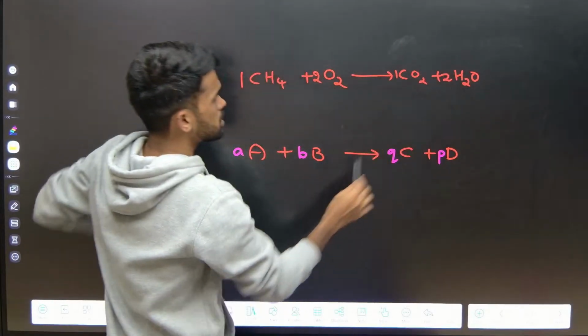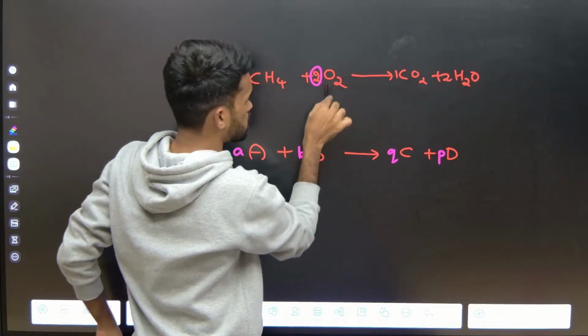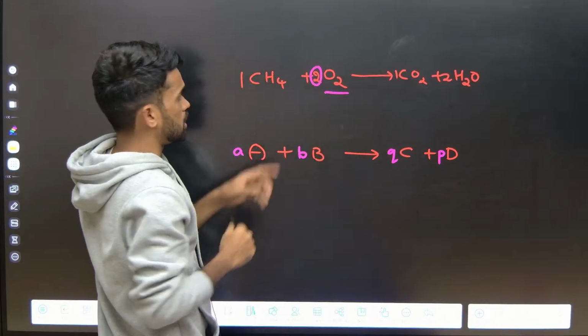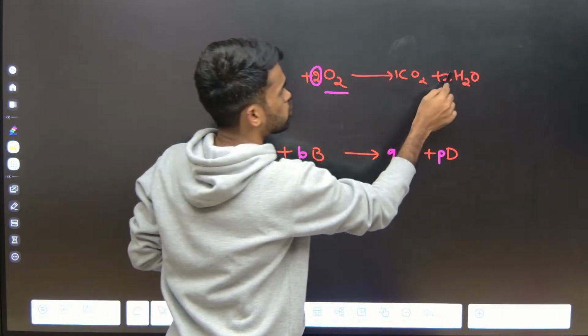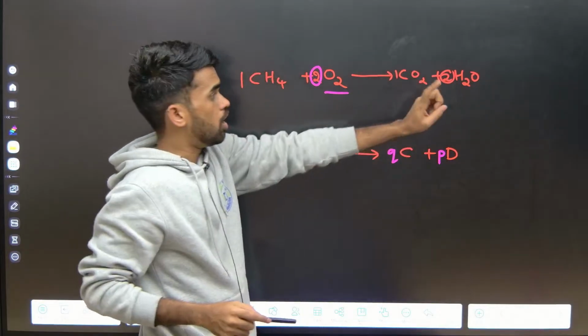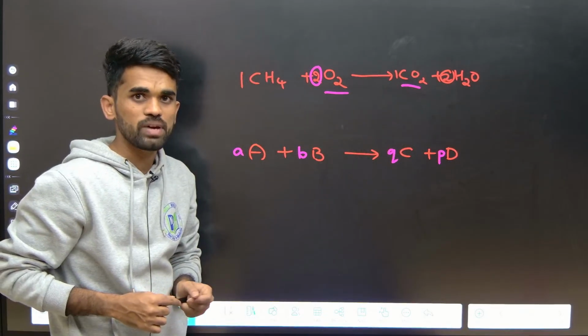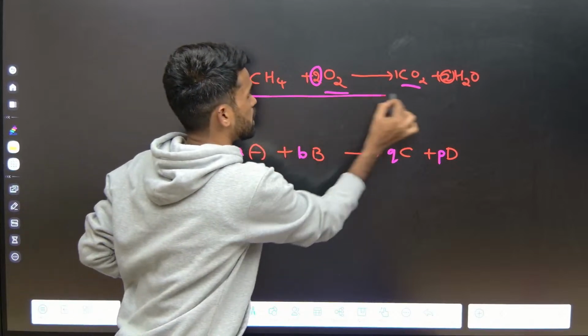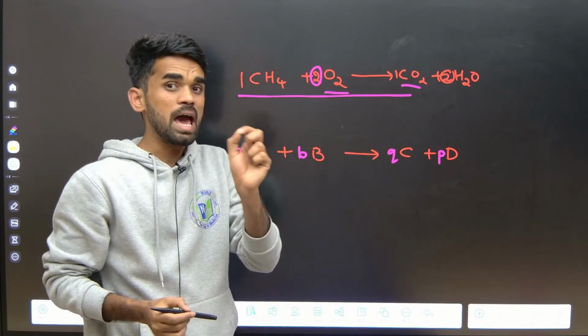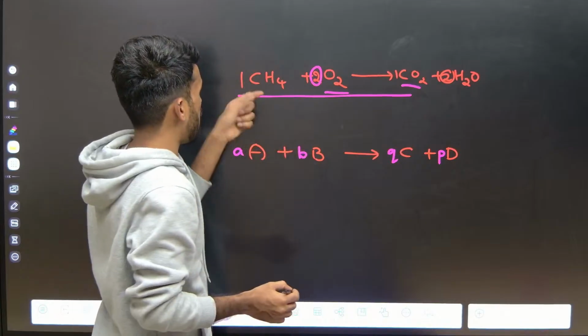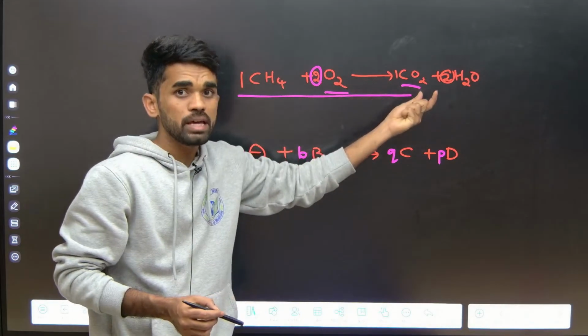Look at this. You are saying two oxygen molecules combine with methane. Therefore, you are getting two water molecules and one CO2 molecule formed. Like this we are saying now. So the chemical reaction takes place in a balanced format. It means the number of atoms on the product side and reactant side should be equal.